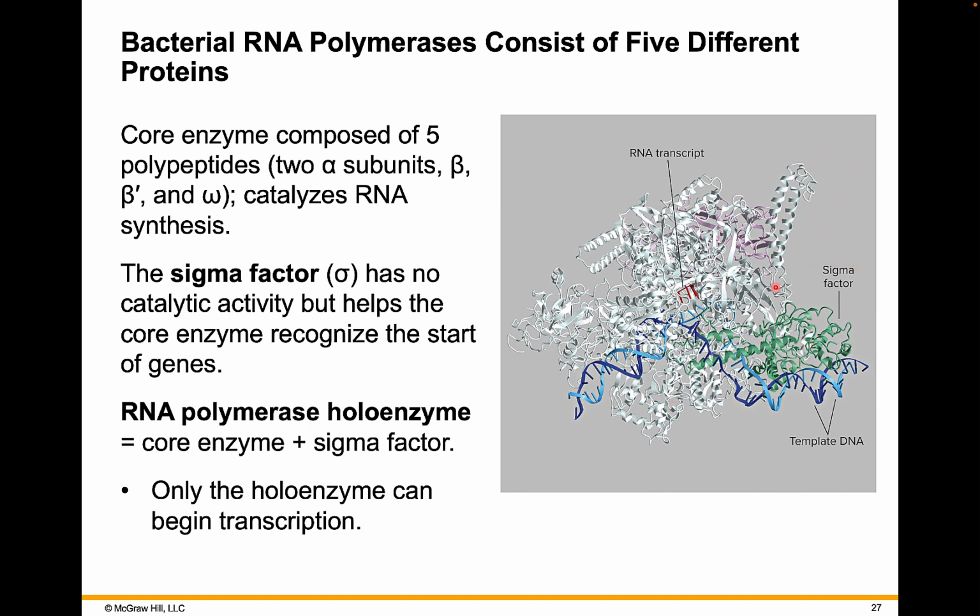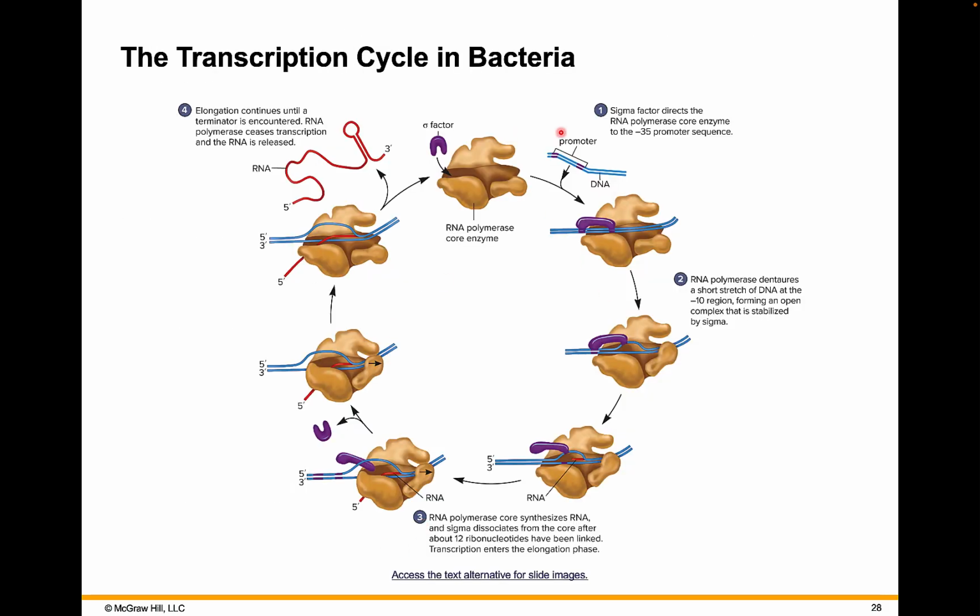Only in the holoenzyme, in the presence of the sigma factor, can it begin transcription. So here is the process of transcription. Here we are looking at the RNA polymerase core enzyme. The sigma factor comes in, and it now becomes the holoenzyme competent for transcription. It binds and scans the DNA, and lodges itself where there is a promoter. The sigma factor helps direct the RNA polymerase to the -35 promoter sequence. Once it is directed there, the RNA polymerase denatures a short stretch of DNA at the -10 region, which is AT rich, forming an open complex.